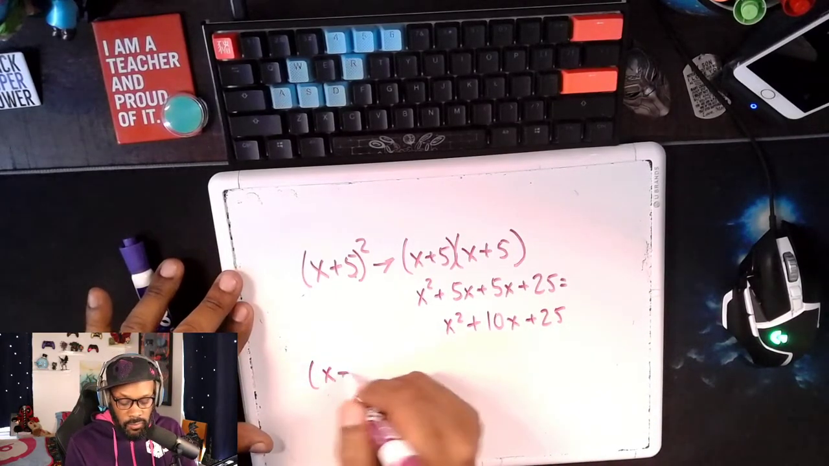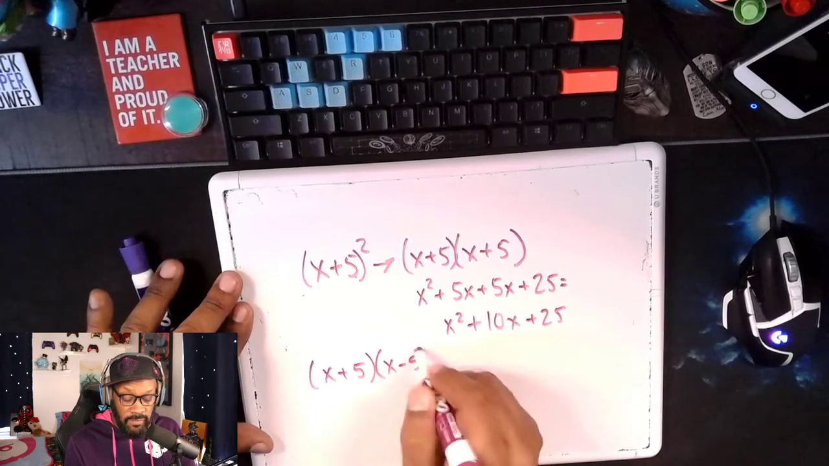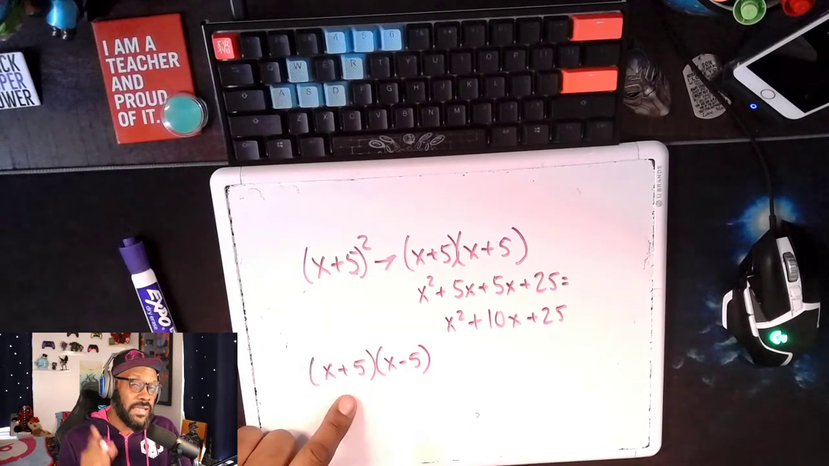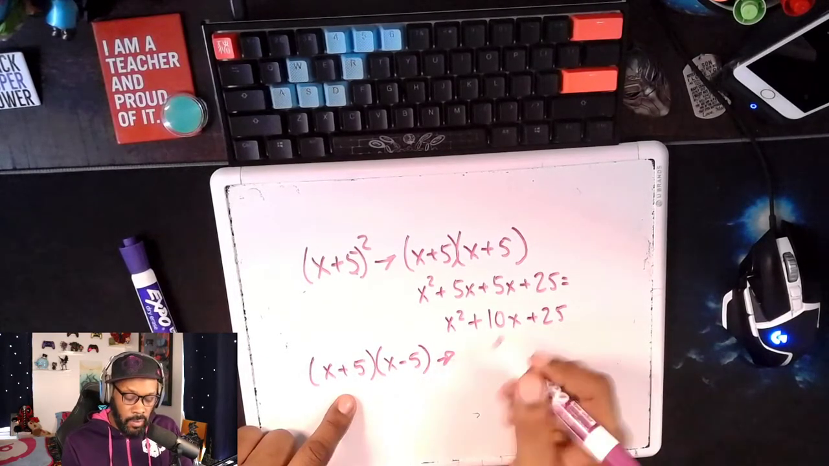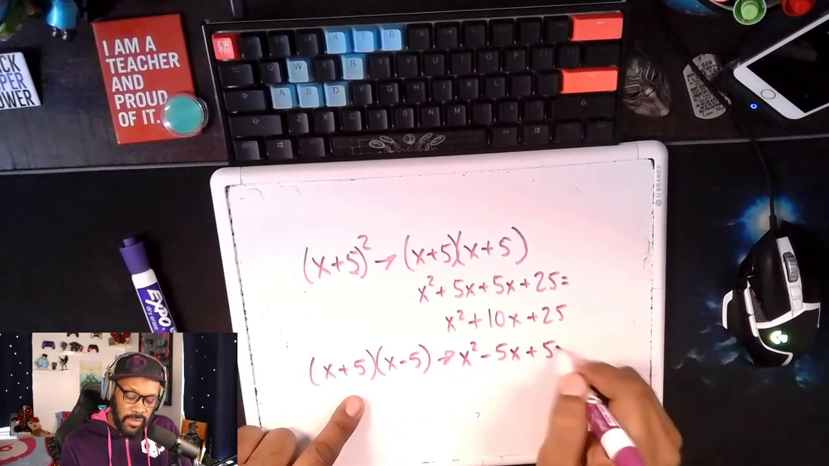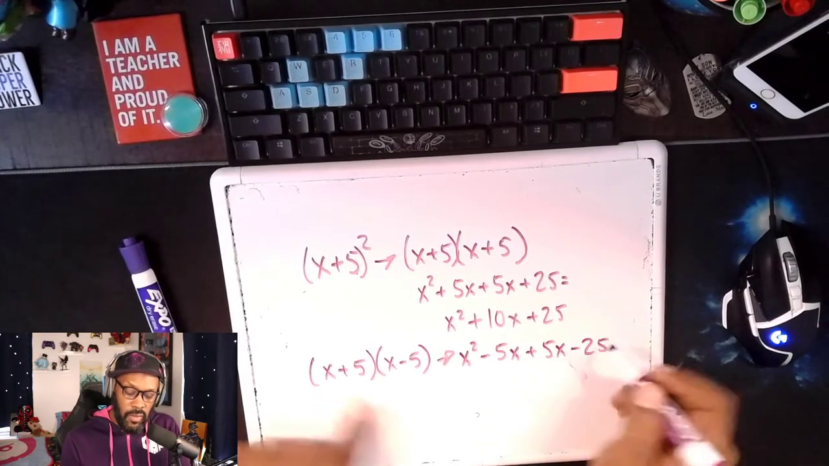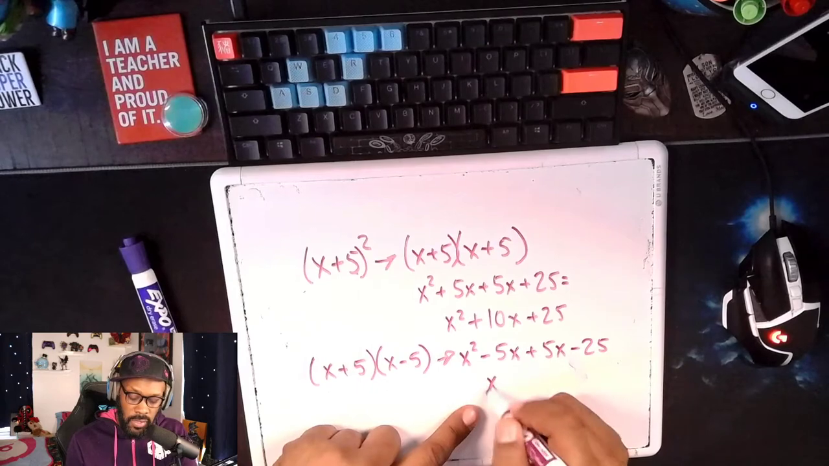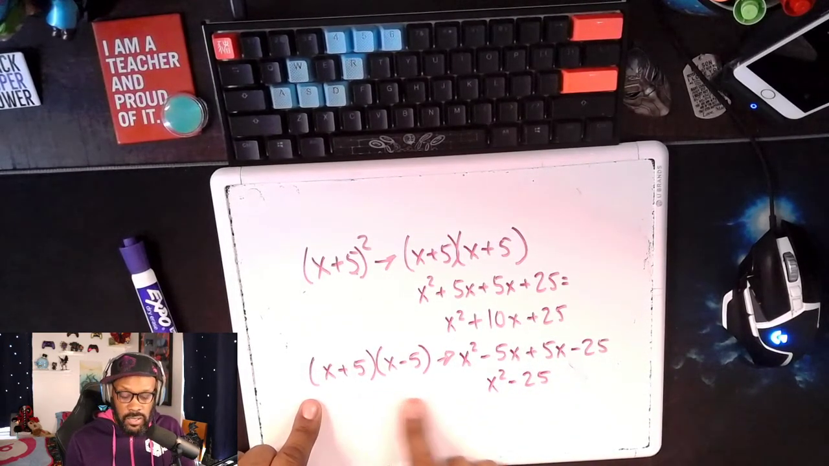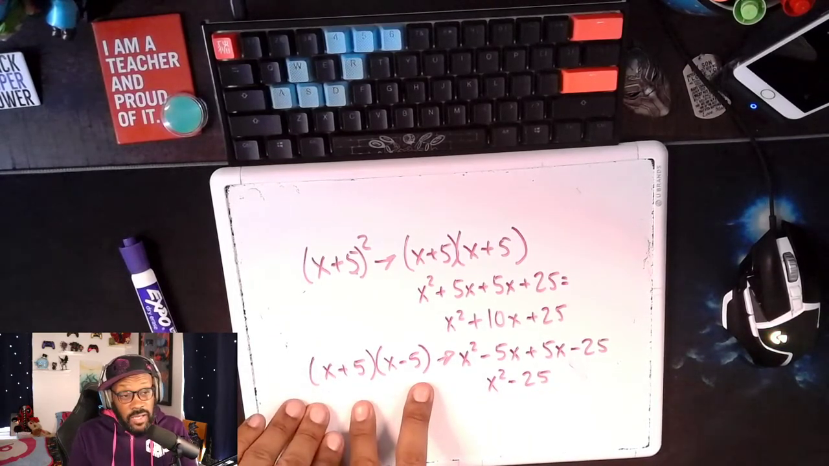This, though, x plus 5 times x minus 5, where you have the same terms but different signs, comes out to be a little different, right? You still get the x squared, but you get a minus 5x plus 5x plus 25, minus 25. And if you reduce that, you get x squared minus 25. Notice what you're seeing here. Notice the connection here, and notice the connection with the problems.